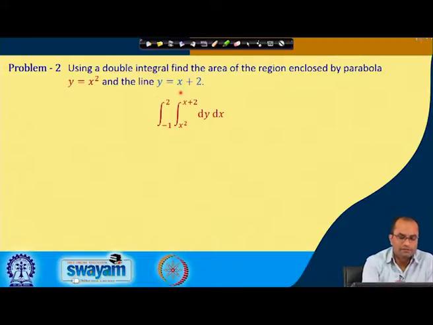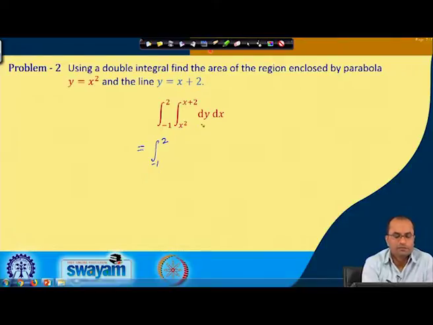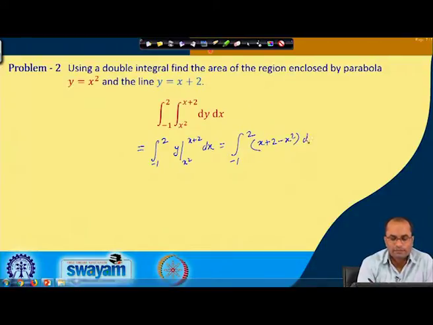So, this is the integral which we want to evaluate now to get this area. So, let us do that. Here we have minus 1 to 2, the outer integral, and for the inner one with respect to y, we have just y there, and then x square to x plus 2, and dx, which will be minus 1 to 2, of y, first x plus 2 and then minus x square, dx.